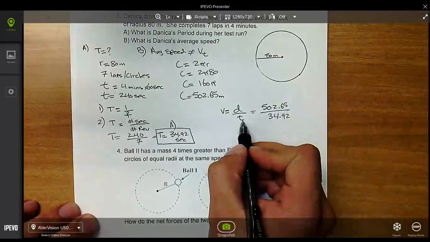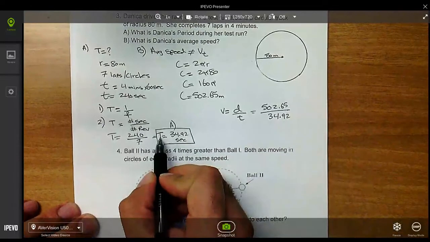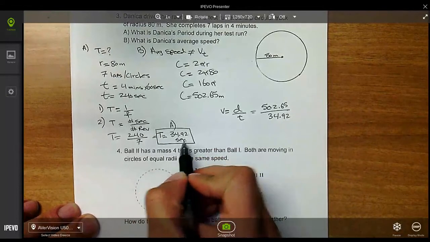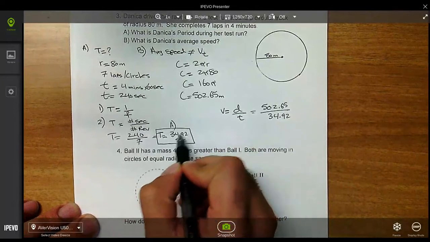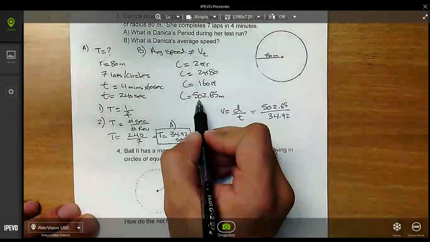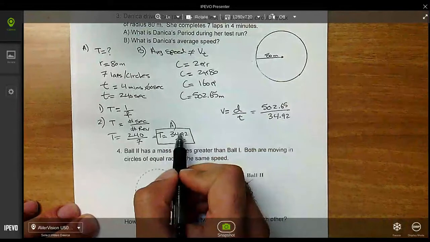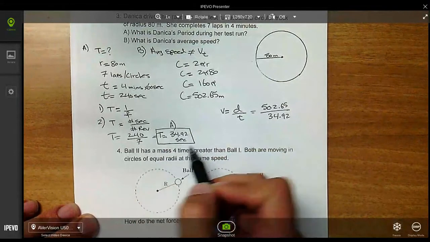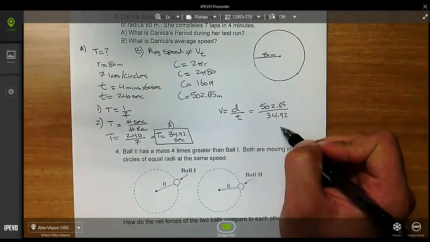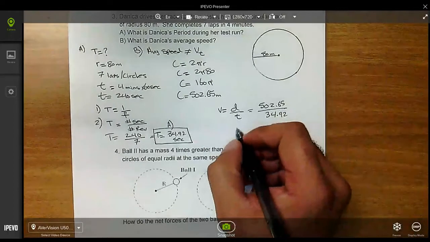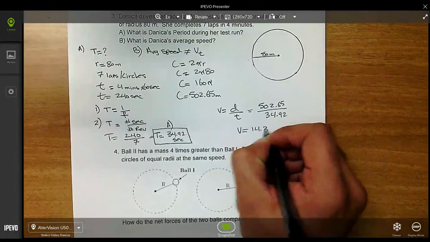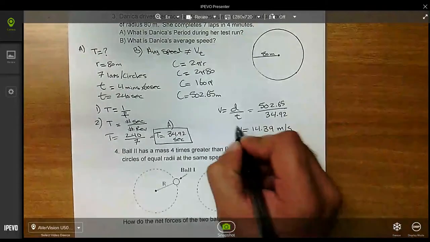Now I know you're seeing that this is a lowercase t, and I'm using the value for uppercase T. Remember that this stands for period, and this is the amount of time that it took for one circle or one rotation around this track. So if we're using the distance for one lap around the track, which is the circumference, 502.65, we're also going to use how long it took to complete that one single lap. So that's why we're using this. We take 502.65 and divide that by 34.92, and it gives us our average speed, or velocity, equal to 14.39 meters per second.